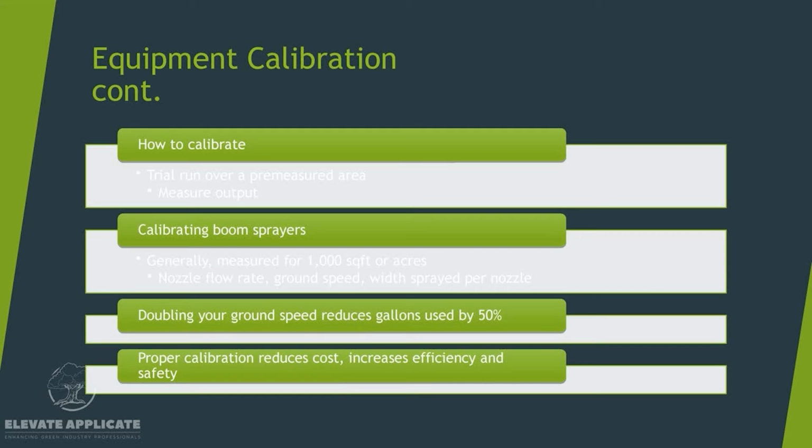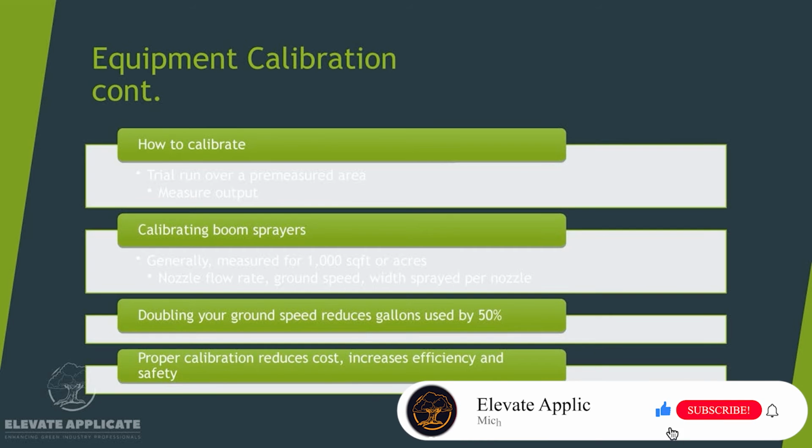When you calibrate booms, calibrating is generally measured in 1,000 square feet or acres. The nozzle flow rate, the ground speed, and the width of the spray pattern per nozzle are going to affect the application rate. And remember, doubling your ground speed reduces gallons used by 50%, which is huge. That's a massive amount, but it can also greatly affect your application. Even though you can say, I can just go faster, you might not be doing the application to the fullest that you should be. Proper calibration reduces costs and increases efficiency and safety.